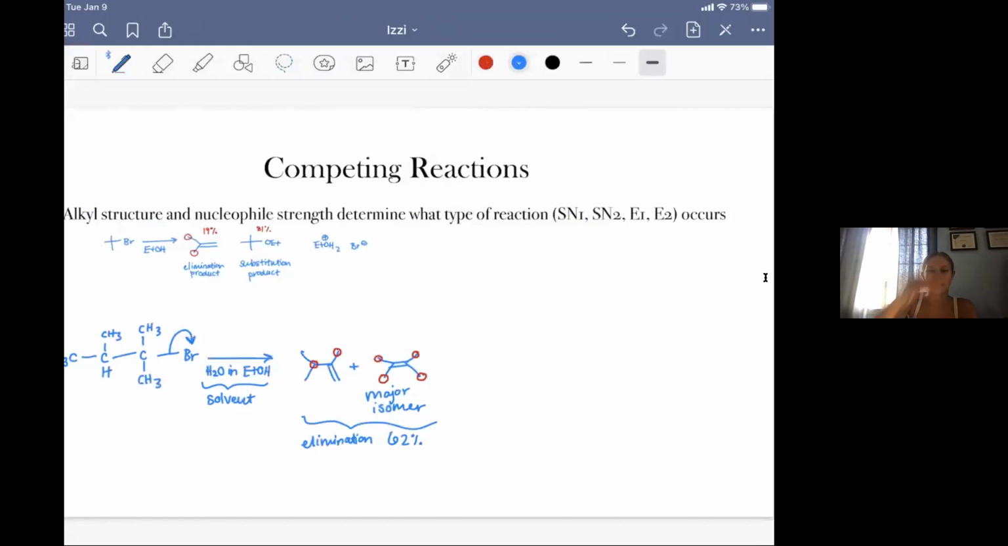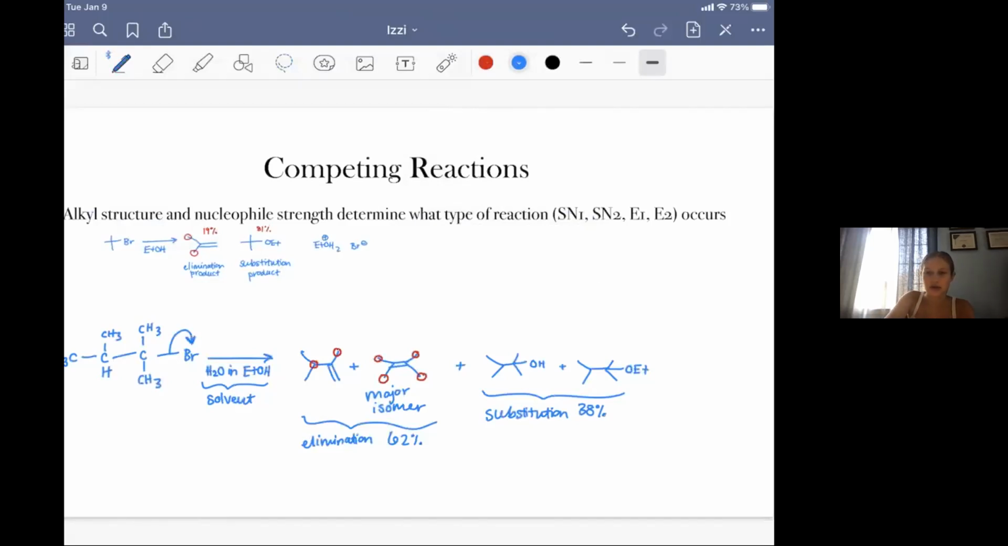Now we can also expect our substitution products. So the first one that we'll get is this. And the second one that we'll get is this. And this is, again, substitution at 38%. So we can see that in this case, there's more of the elimination products than the substitution products within this specific competing reaction.